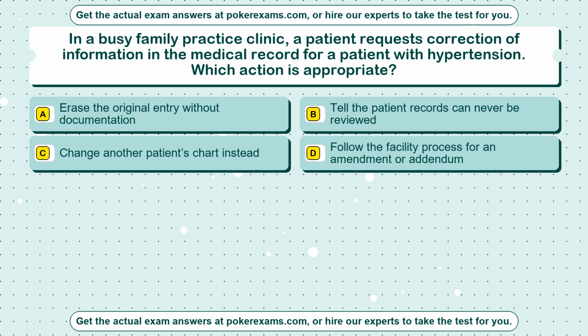Question 46. In a busy family practice clinic, a patient requests correction of information in the medical record for a patient with hypertension. Which action is appropriate? Option A, erase the original entry without documentation. Option B, tell the patient records can never be reviewed. Option C, change another patient's chart instead. Option D, follow the facility process for an amendment or addendum.